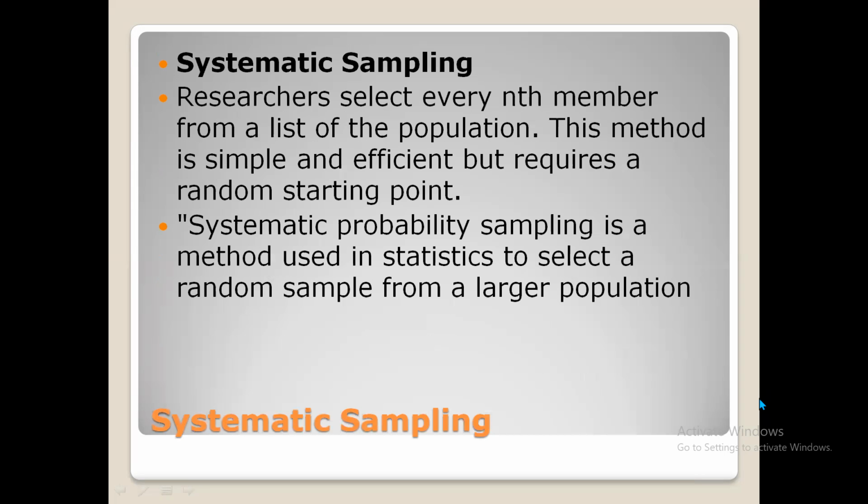sampling technique. The next is systematic sampling. Here, researchers select every nth member from a list of the population. This method is simple and efficient, but requires a random starting point. Systematic probability sampling is a method used in statistics to select a random sample from a large population.